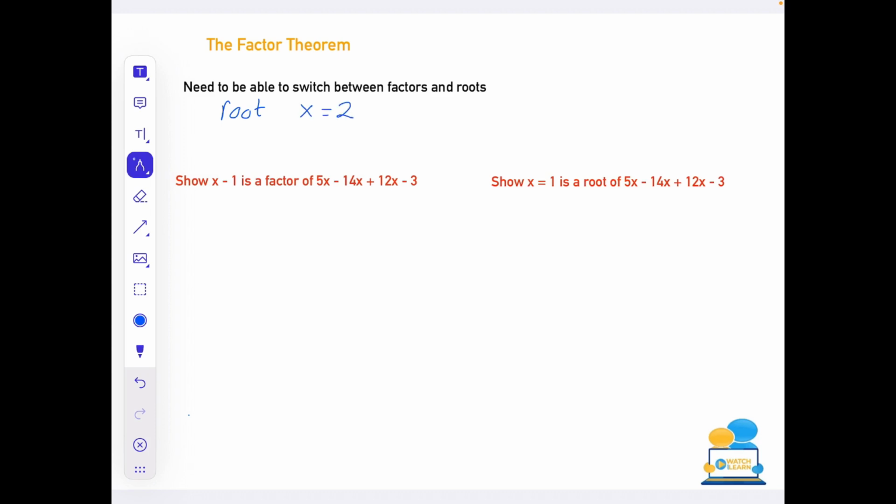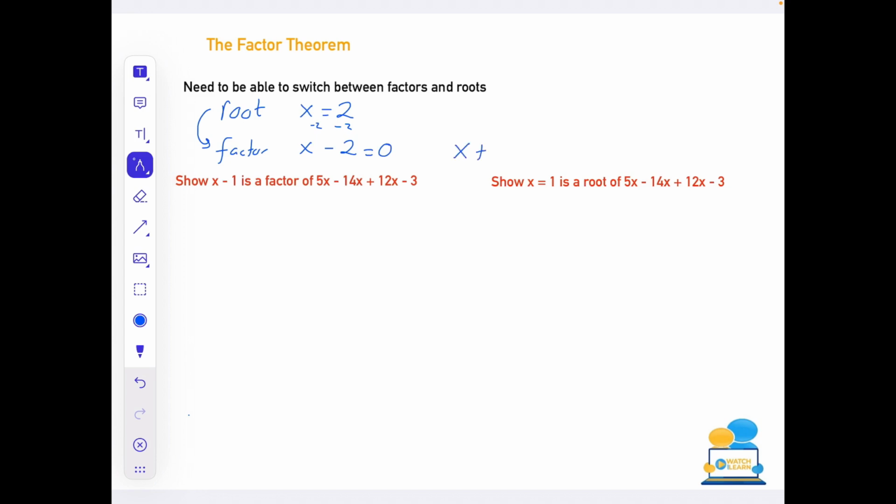So if I have a root of x equal to 2, I can change that to a factor of x minus 2. So I can go from a root to a factor. How did I get the minus 2? Basically just subtract 2 from both sides to get 0 at one side of the equal to sign.